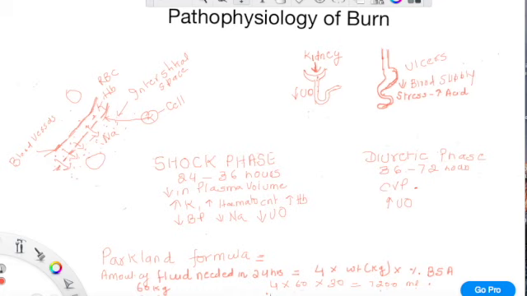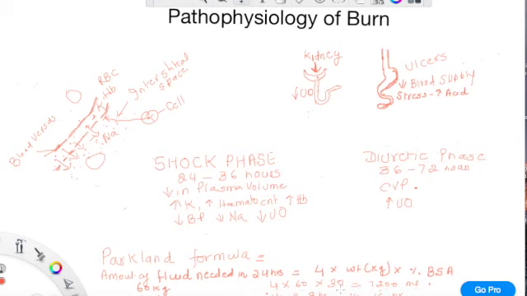But according to this, we have to give half the fluid in the first 8 hours, and then we give the rest, the other half, in the remaining 16 hours. So in this case we are going to give 3600 ml in the first 8 hours, and then 3600 ml in the next 16 hours. Okay, so that's what we are going to do.